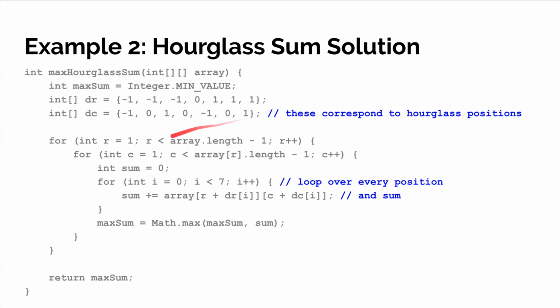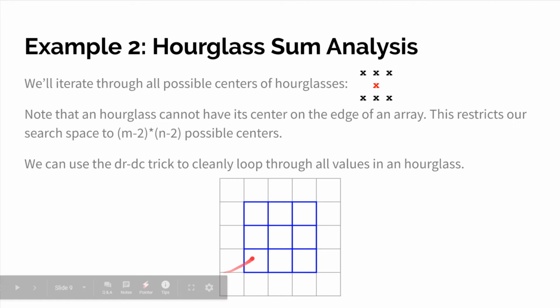And then we just simply loop through all of the middle array entries, right? So we start from 1 instead of 0, and we go to array.length - 1 instead of just array.length. And we do the same for the columns, right? So this ensures that we are only looping through the middle positions, and not touching these edges, because again, the center of this hourglass cannot be on the edge of the matrix.